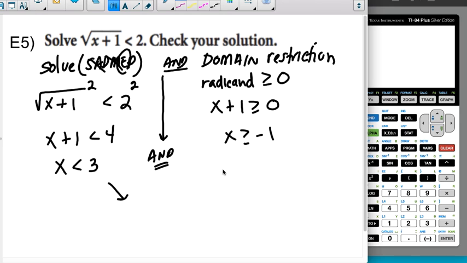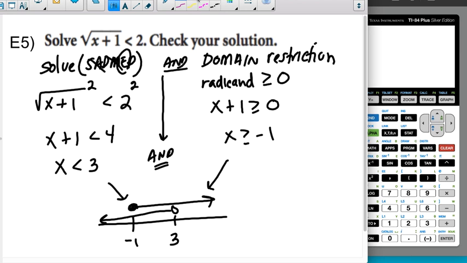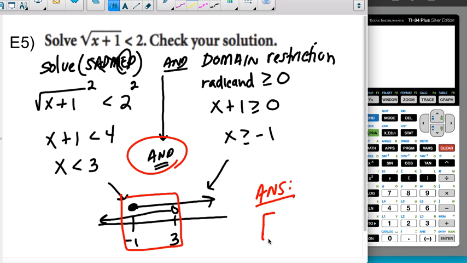So put together, these two solutions, if we put these on a number line, and you don't have to do the number line step, but if it's something you personally need, that's great. If you don't need it, that's also fine. These look like this, and the word and means overlap. So my answer is going to be this window in the middle. So the answer I'm expecting is bracket at negative 1 up to 3 with a parenthesis, right?